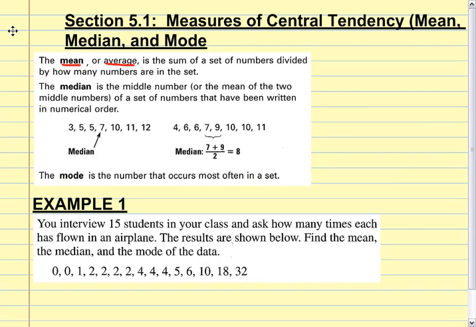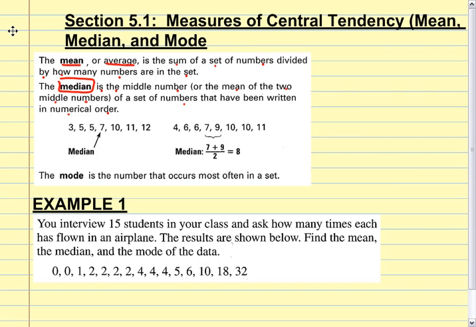Okay, so I'll just read what it says. The mean, or average, is the sum of a set of numbers divided by how many numbers are in the set. Okay? Now the median is the middle number, or the mean of the two middle numbers of a set of numbers that have been written in numerical order. I usually write them from least to greatest. Okay?